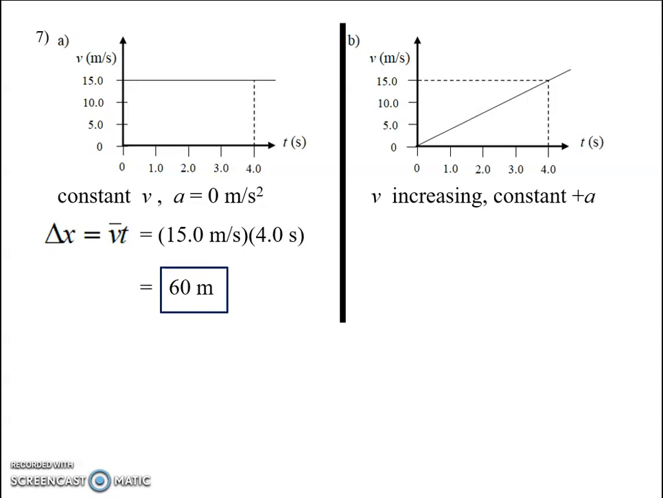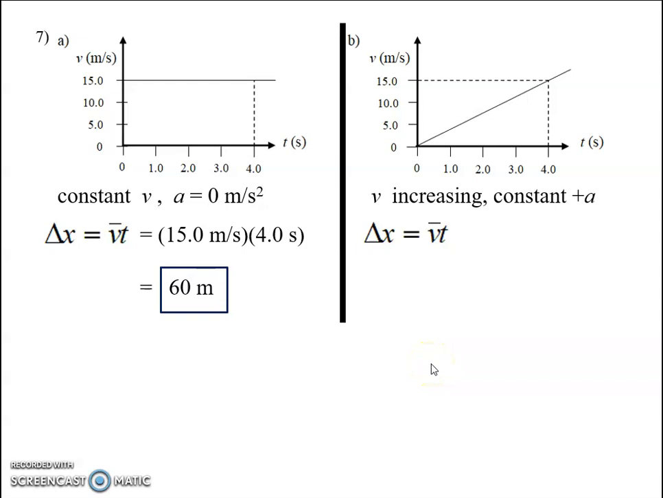Great. For car B, I'm going to do the same thing. I'm actually going to use delta x equals v bar t, although there's other options here. But I'm going to do this because finding v bar still isn't going to be very difficult. In this case, I just want to take the average of the initial and the final speeds. And you can just read the graph. At 0 seconds, this car is moving at 0 meters per second. At the 4 second mark, the car is moving at 15 meters per second.